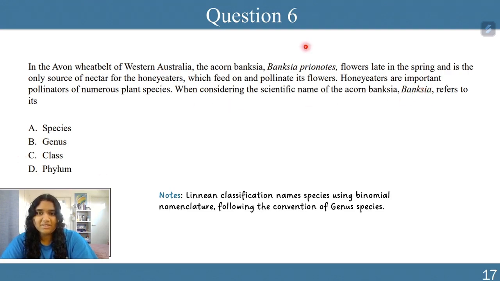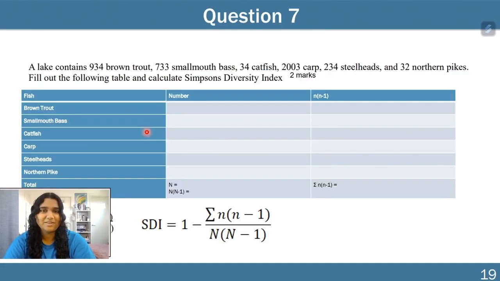Now, Banksia, which is the first part of the name of the acorn banksia, is also capitalized, which means that we're referring to our genus, or answer option B, I should say.